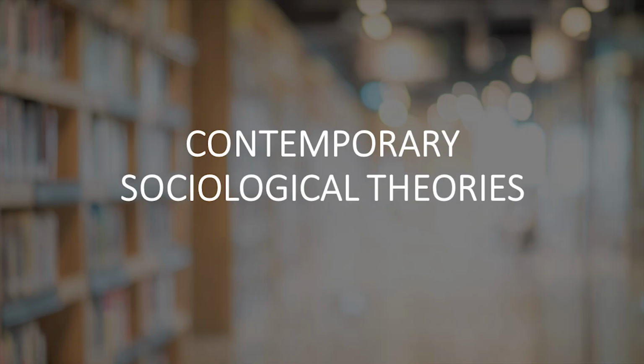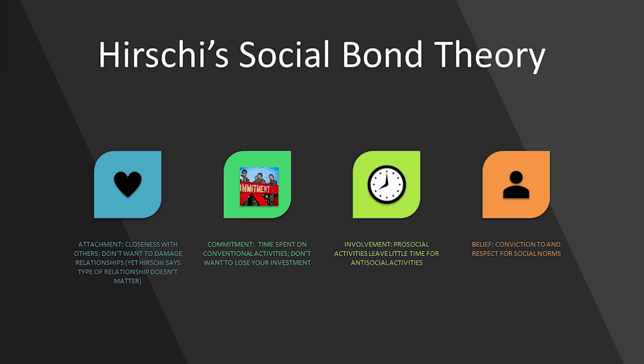Now on to some contemporary sociological theories of crime. I'll begin with Travis Hirschi's social bond theory that he developed in 1969, or that's when his book on social control emerged. And he essentially said that there were 4 things that had to happen, or that could happen, that would influence why somebody would not engage in crime.